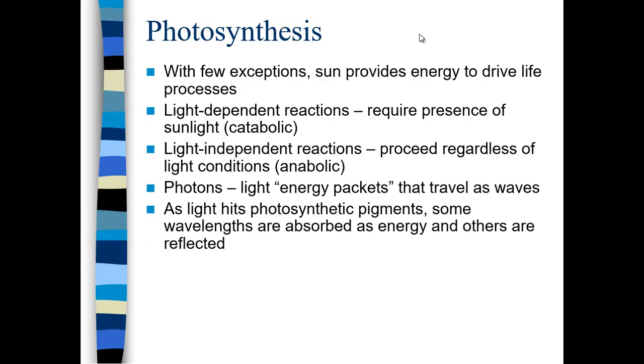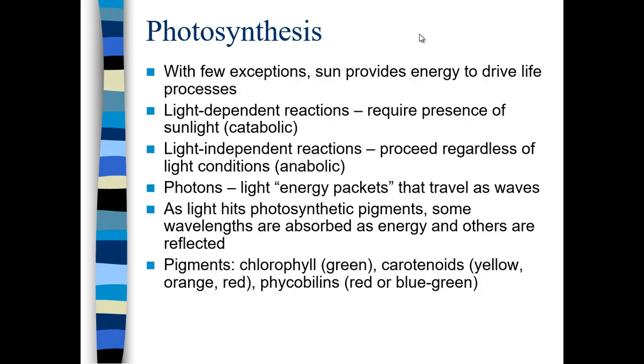As light hits photosynthetic pigments like chlorophyll, some of the wavelengths are absorbed as energy and others are reflected. What we see reflected is the colors of things like plants, which are green. The pigments that can carry out some types of photosynthesis are chlorophyll, which is green, carotenoids, which are yellow, orange, and red, and phycobilins, which are red or blue-green.